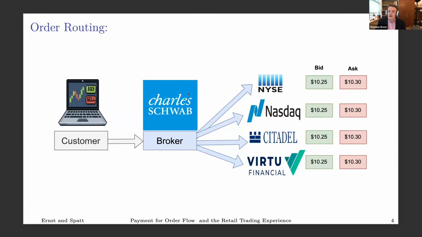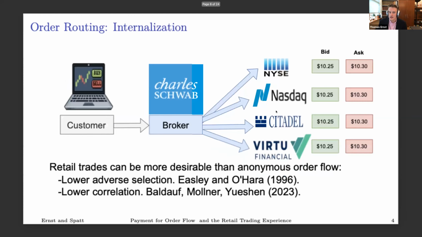The broker's duty is to get the best price possible for their client. They could do that by going to an exchange like NYSE or NASDAQ, but instead they could go to an off-exchange market maker, a place like Citadel or Virtu. Now, there's a lot of competition for retail trades. They're often thought of as being more desirable than anonymous market order flow.